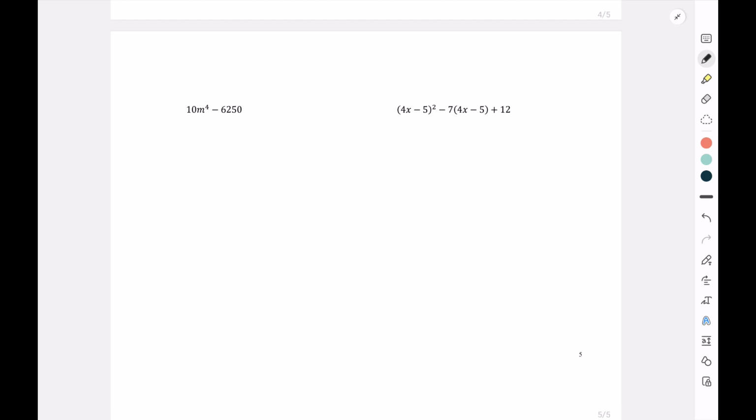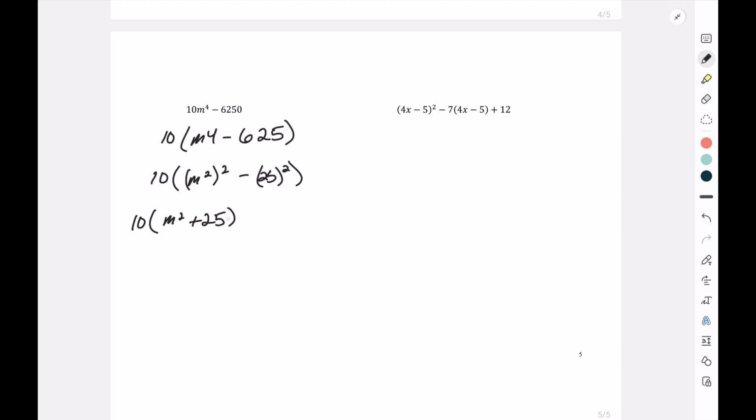So next we're given 10m to the 4th minus 6,250. We can see that we can pull out a greatest common factor of 10. Pulling out a 10, we're left with m to the 4th minus 625. Now we have a difference of squares, so we could rewrite it as m squared in parentheses squared minus 25 squared. And we could write it out as 10 in parentheses m squared plus 25 and m squared minus 25.